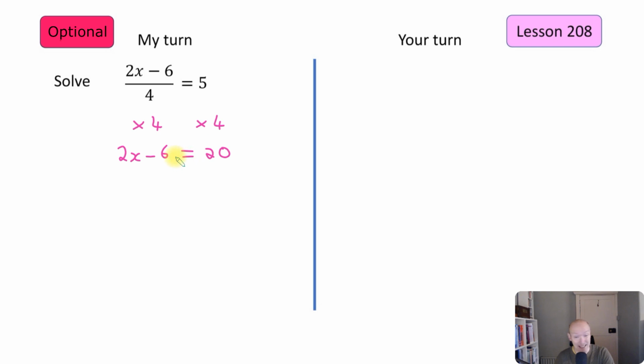Right, after that, it's exactly what we've seen before. So I'm going to first of all get rid of the -6 by adding 6. So let's add 6 to this side, equals underneath. 20 plus 6 is 26. -6 plus 6 is 0, so that'll be 2x. And I've got a times 2 I don't want. Opposite of times 2 is divide by 2. So let's divide the other side by 2. 26 divided by 2 is 13. And 2 divided by 2 is 1, so 1x or just x.